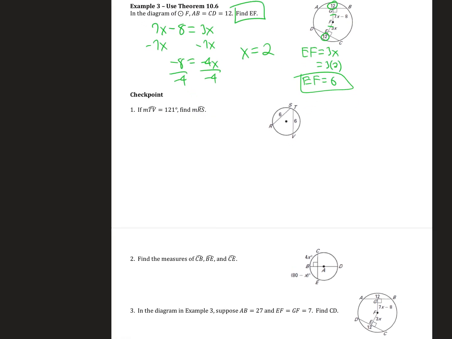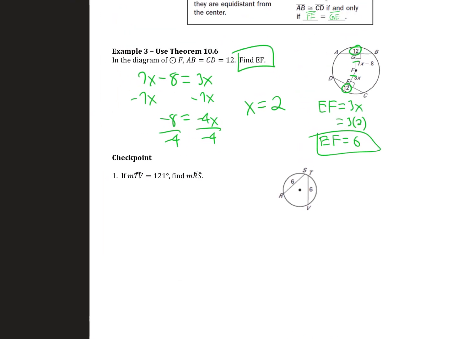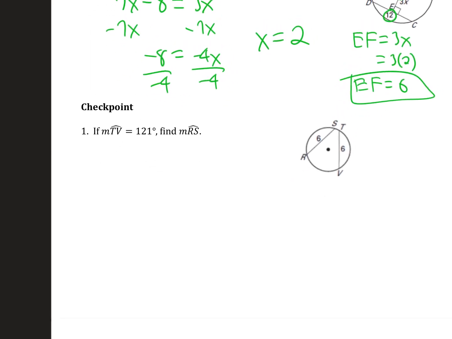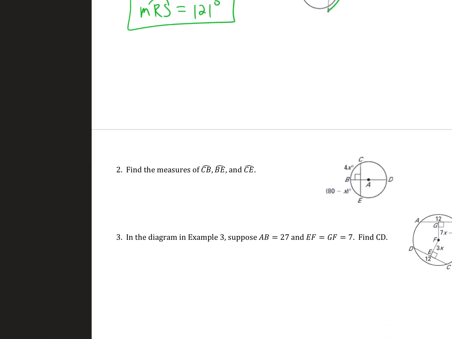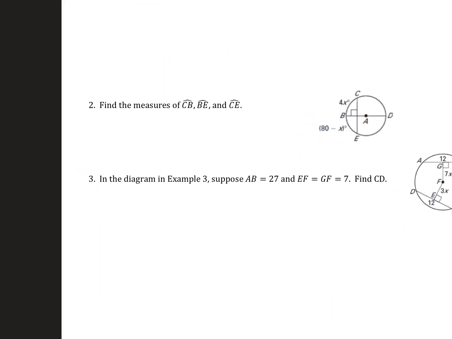All right, we got some checkpoints here. Why don't you guys go ahead and pause the video, see how you do. All right, sounds good. So we know that these chords are the same here for checkpoint 1. We know the TV is 121. If the chords are the same, what do we know about RS? The measure of RS is also 121. Nice. All right, how about this one? Number 2.